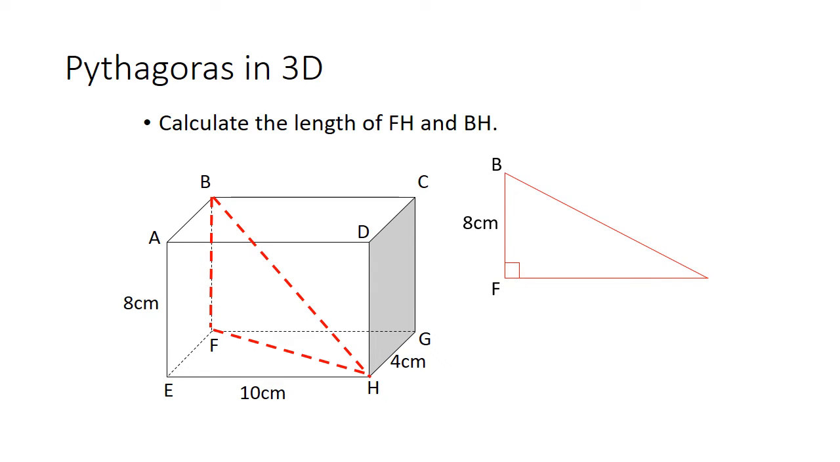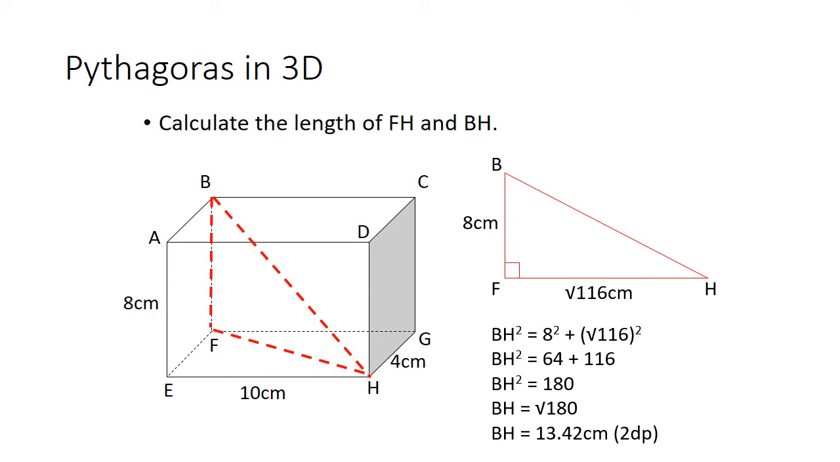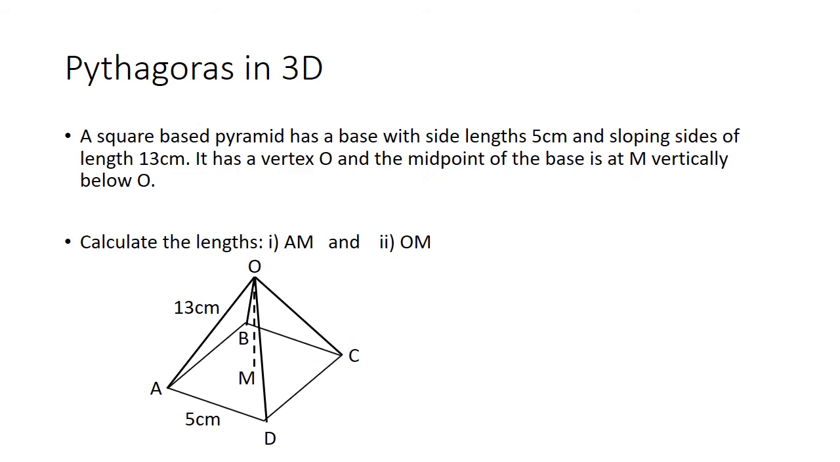Okay, so my triangle that I'm trying to find BH now goes diagonally. So to start with it, I need FH, which I've just worked out, which was the square root of 116. I know that my cuboid is 8 centimeters high, so I'll basically just use Pythagoras to find the hypotenuse on this one. So it's 8 squared plus square root of 116 squared, which is 116 obviously, and then square root. So we know that BH is about 13.42.